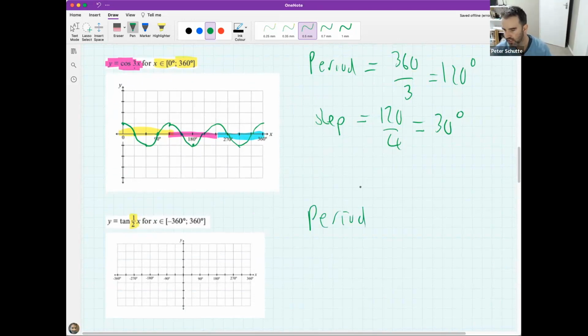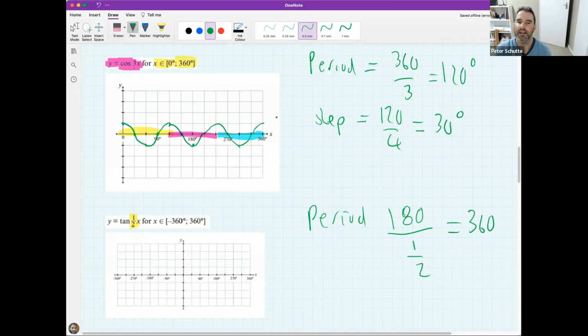I'm going to talk about the steps in a moment. So what do we think the period of this tan graph will be? The normal period is 180, but I think the half is going to change it. So what I need to do is I always take the old period and I divide by the number in front of the x. So tell me what that is. What's 180 divided by a half? It's going to be 360.